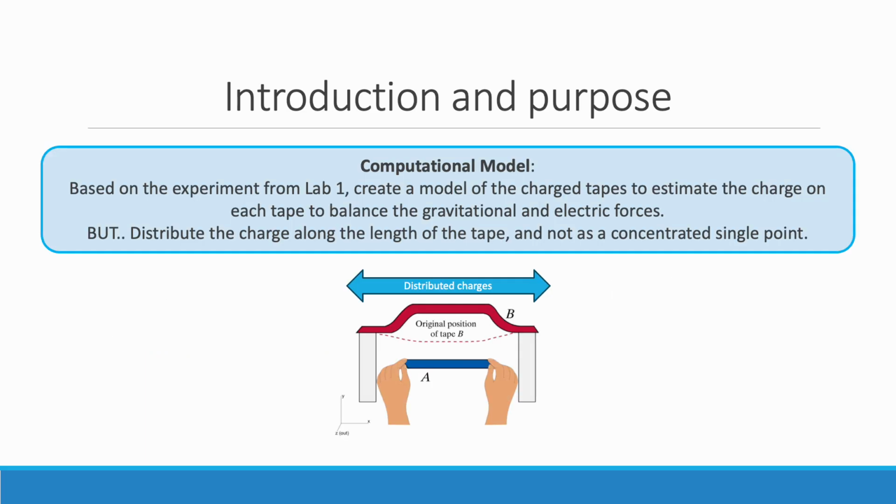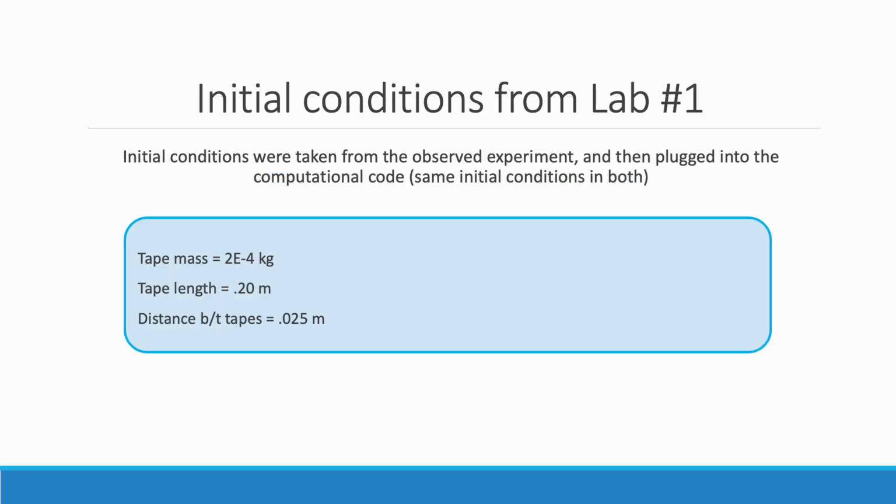The purpose of this lab was to revisit the results from Lab 1 charge tapes, but this time treating the tapes as lines of charges and not as single concentrated point charges. As you can see in the little visual, it's the entire line of the charge. The initial conditions were taken from Lab 1 when we performed the experiment. We have the tape mass of 2e-4 kilograms, the tape length of 0.2 meters, and the distance between tapes being 0.025 meters.